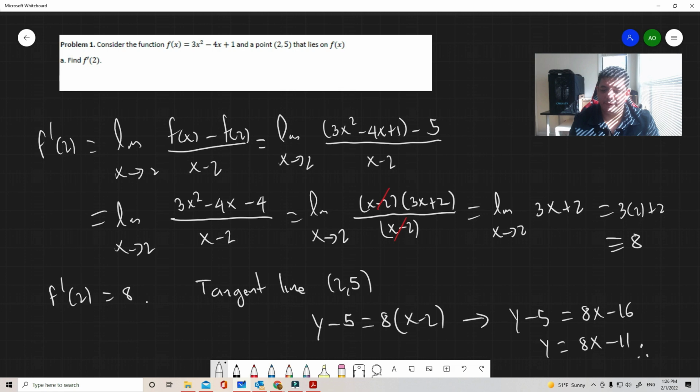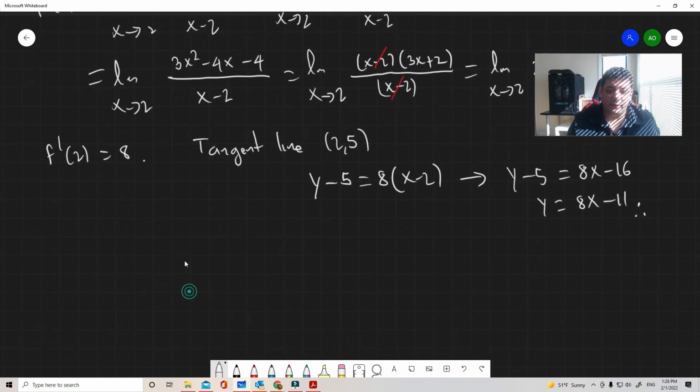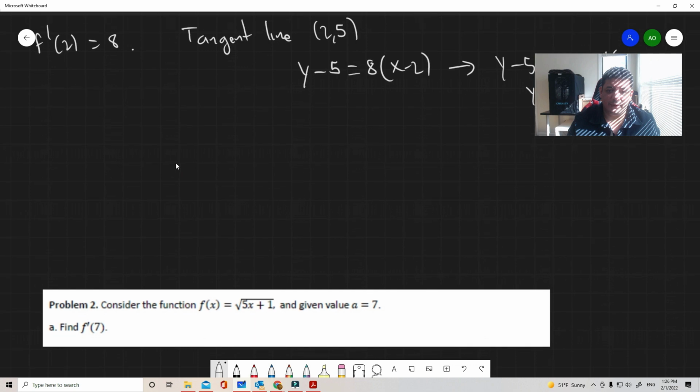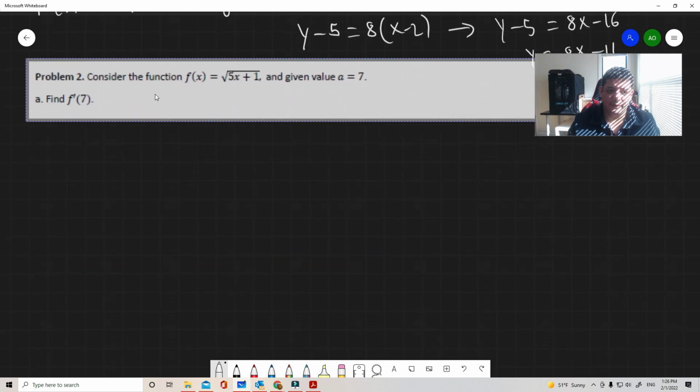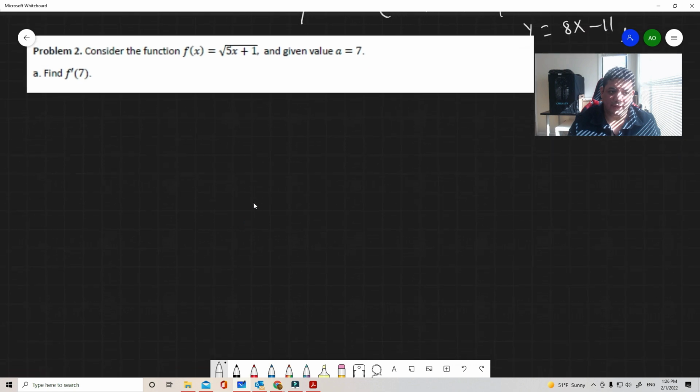Okay. But this is using, again, this approximation to the derivative at a point. I can also use the other formula. So now let's make an example with the other formula. Let's take the function square root of 5x plus 1 at the point a equals 7. And we're going to find out what f prime of 7 is.